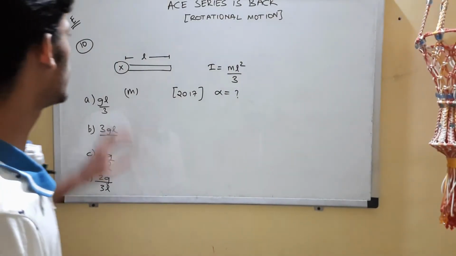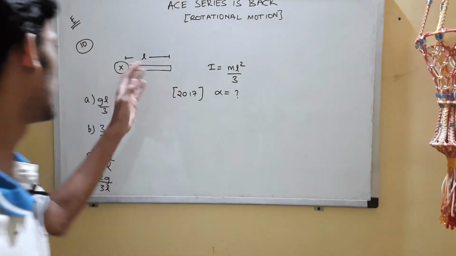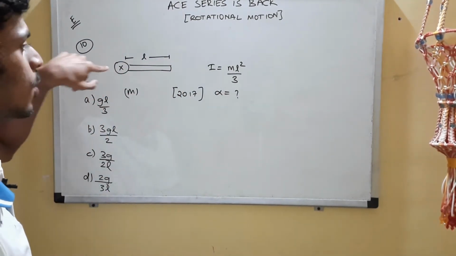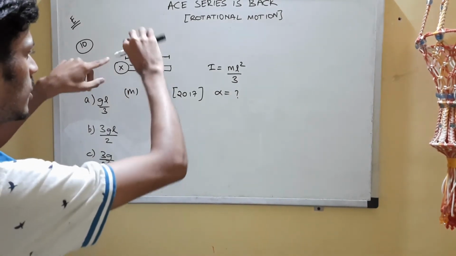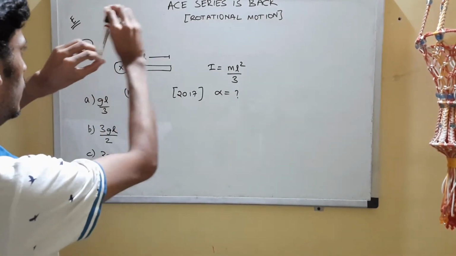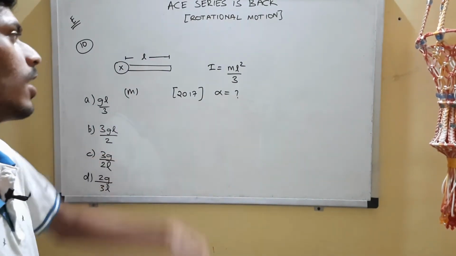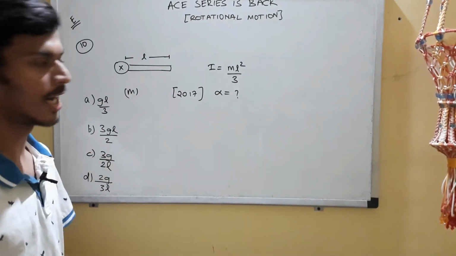So question number 10: here you are given a rod of length L and mass M. You are also given the moment of inertia about this axis, which is going inside. It is somewhat like this. This rod can rotate in vertical plane. Here you are supposed to tell what is the angular acceleration.